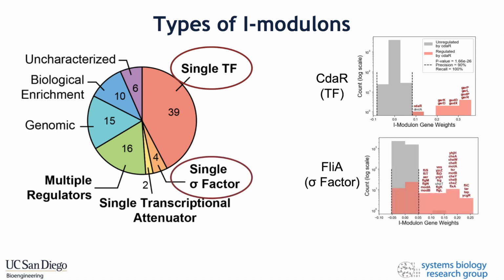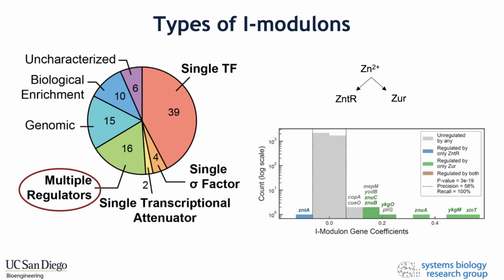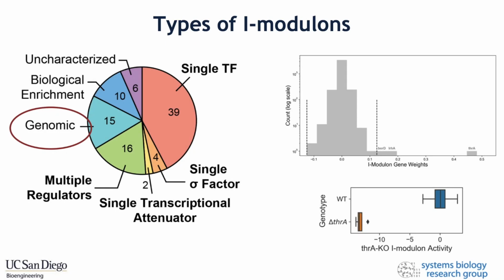We also see enrichments in sigma factors, so here we see the FliA sigma factor iModulon. We can also get iModulons that are enriched in multiple regulators. For example, E. coli senses zinc using two regulators, ZntR and Zur. Both of these regulators are captured by a single iModulon, since they're actually capturing the same initial signal, the zinc concentrations.